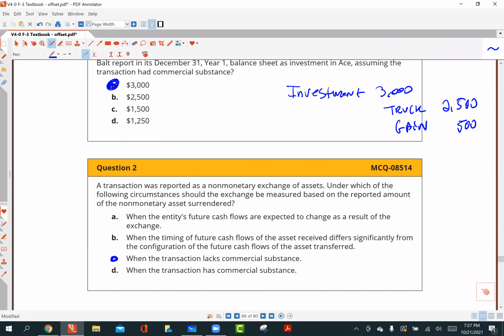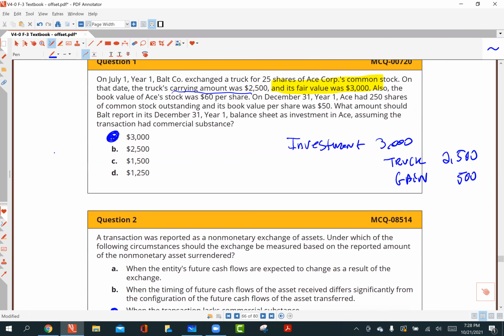Okay. Now, we take a look at the non-monetary asset surrendered. I wanted to show you also, we said that we should value the investment, the new asset, based on the value of the asset surrendered. And the rule was what? The book value plus any gain we recognize. So you could have gotten to that 3,000 following our flashcard rule as well.